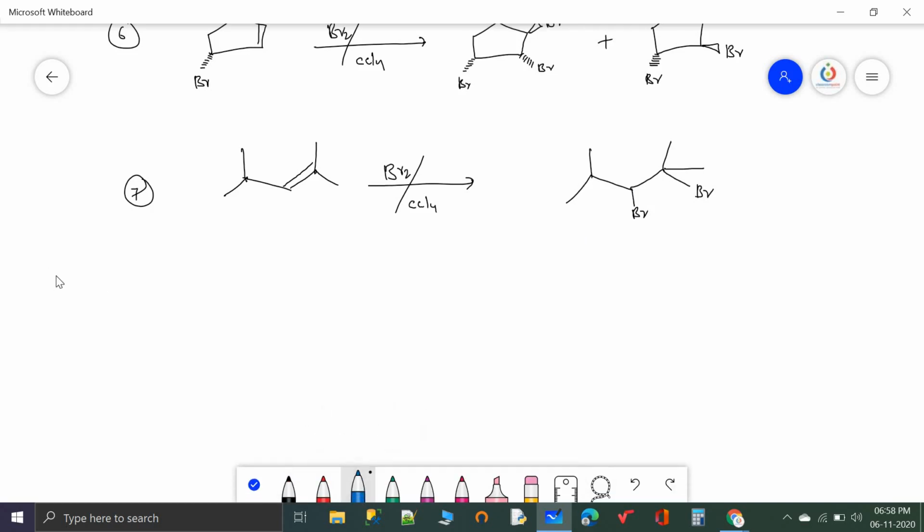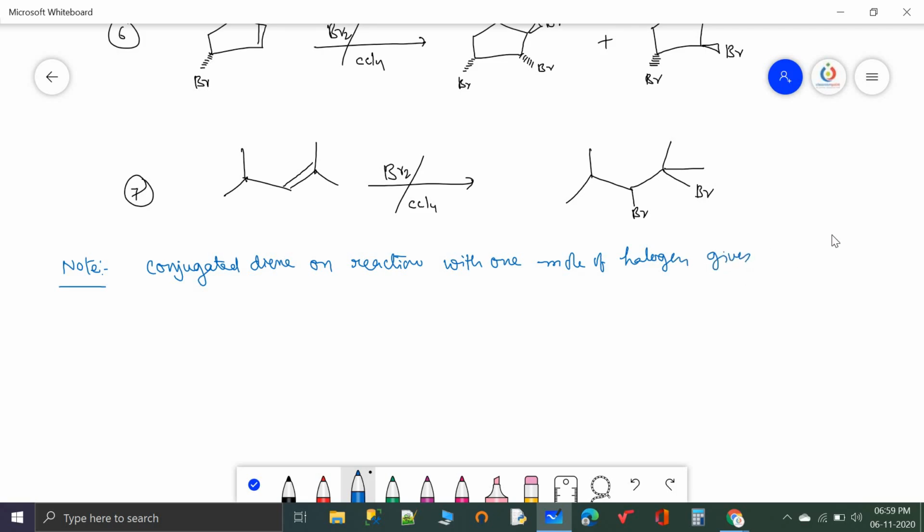Okay. So one more important thing that I am going to inform you, note: conjugated dienes on reaction with 1 mole of halogen give the 1,4 product as the major product.